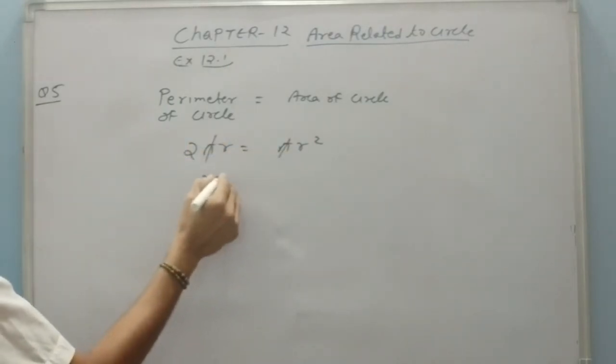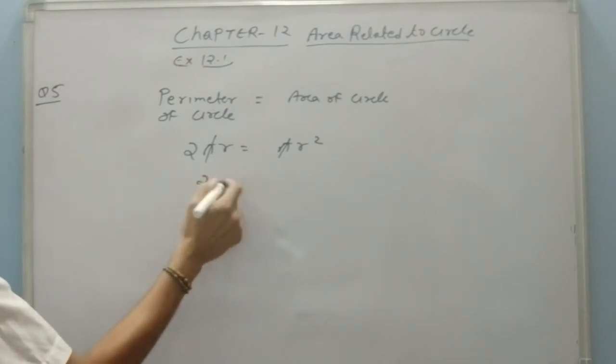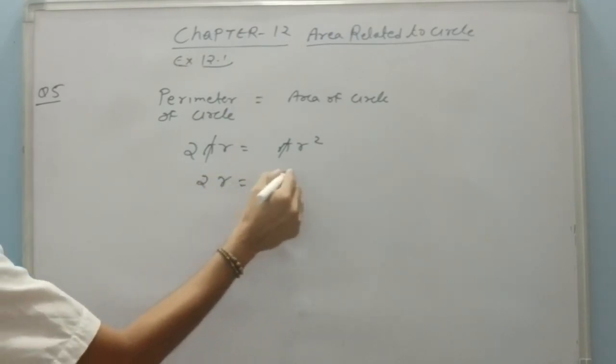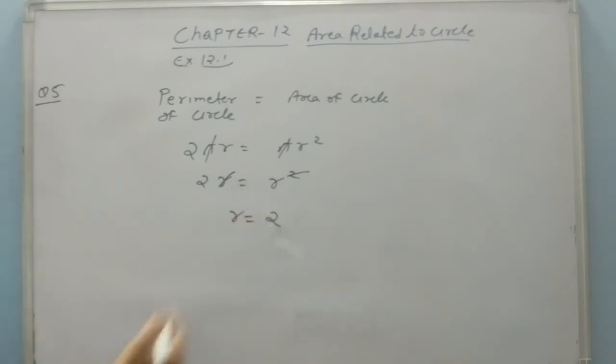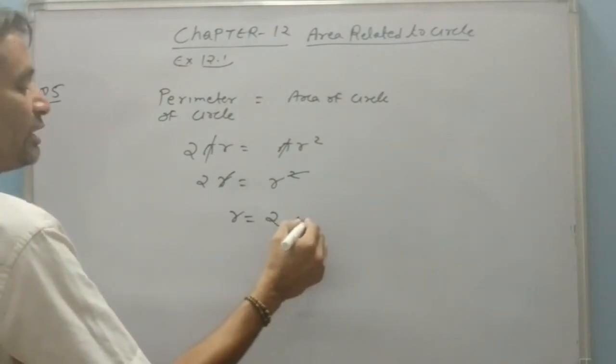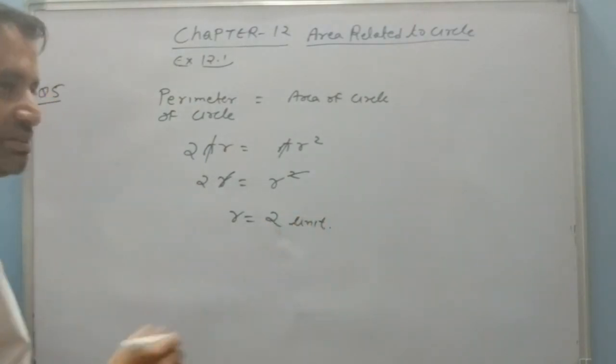Then 2r = r². इस r² से r भी cancel, means r = 2. अब हमें ये नहीं पता कि ये सेंटीमीटर में है या मीटर में है, तो I will say 2 units, whatever it is.